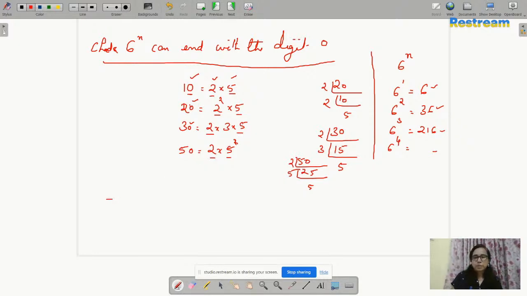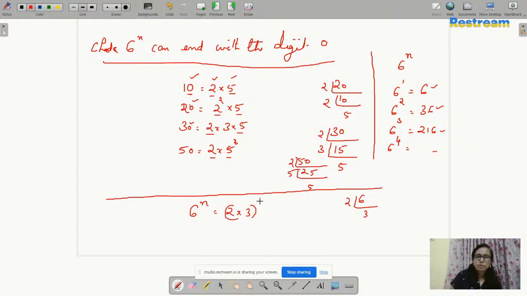Okay, I am going to the original question. First I was explaining that when the numbers are ending with a 0, the factors are 2 and 5. Now we are taking the original question. What they asked? 6 raised to the power n. 6 is not a prime number, right? What are the factors of 6? 2 and 3. Now this we can write as 2 into 3 whole raised to the power n.